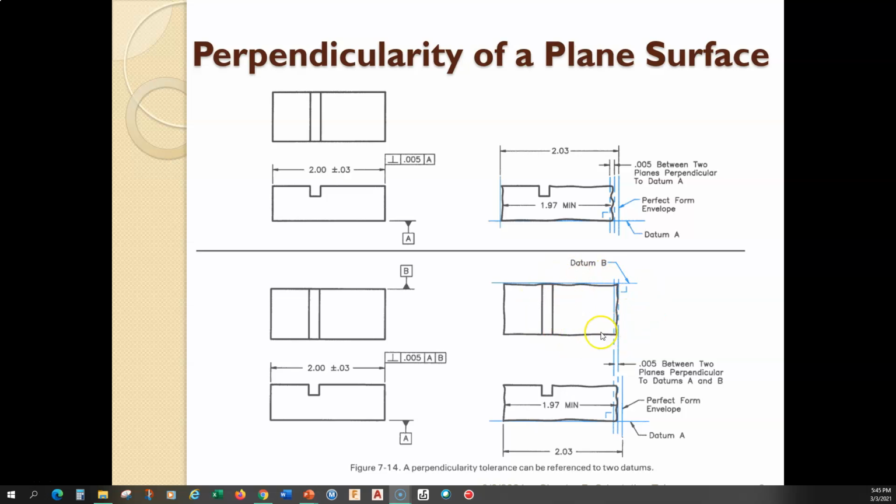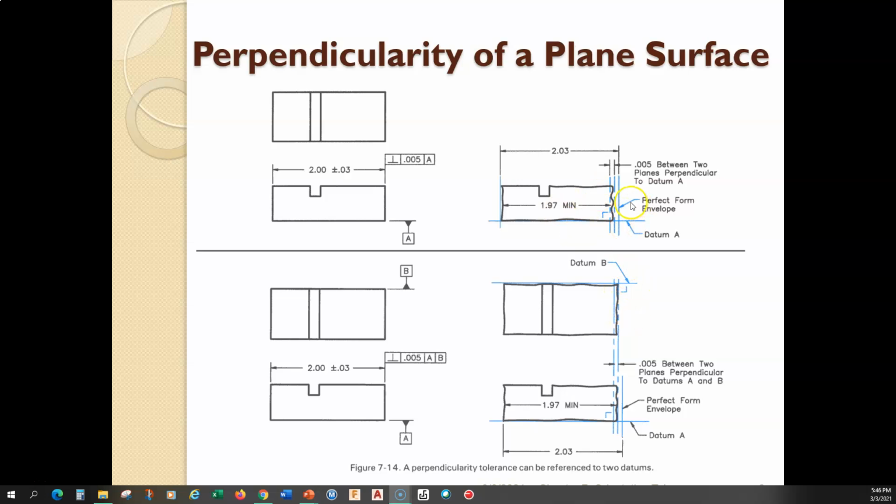And the interpretation drawing here, right? We're still constrained by the 197 and 203, okay? But as long as the surface lies within a tolerance zone that is both perpendicular to A and perpendicular to B, then it's a good surface.